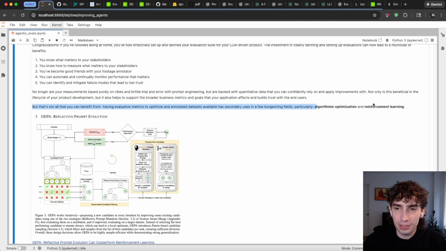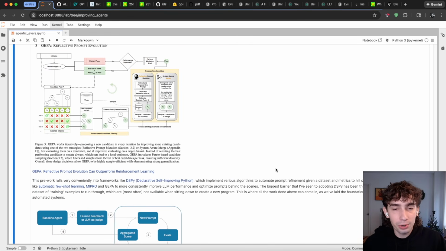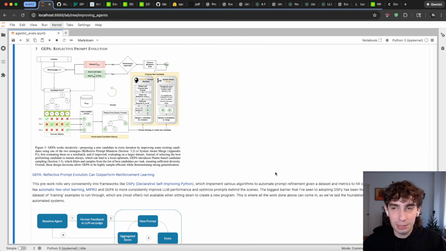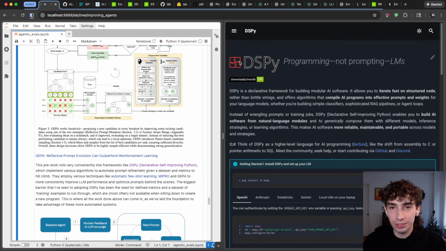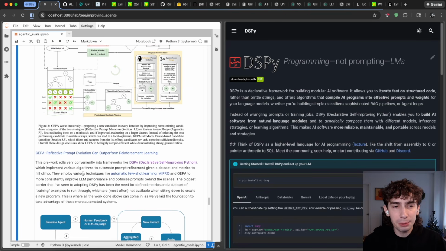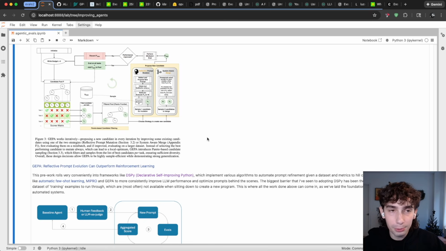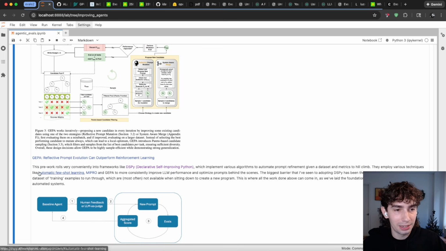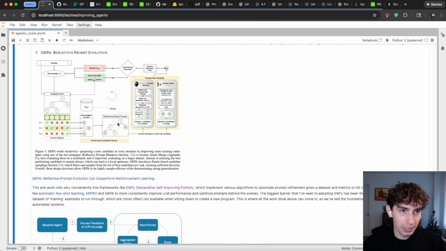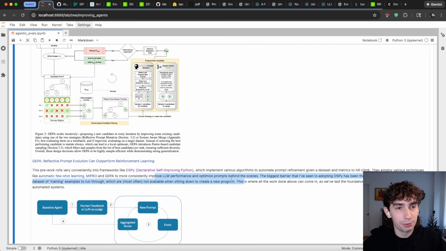The first of which is algorithmic optimization, which at its core is essentially not just trying to automate the measurement and evaluation of a system, but also extend that towards automating the improvement of the system itself. This is what frameworks like DSPy actually offer, where they implement various different algorithms to automate prompt refinement given a dataset and some sort of metric to hill climb and improve. They employ various optimization algorithms like automated few-shot learning, MIPRO, or genetic Pareto, or GEPA, which is visualized right here, to more consistently improve language model performance by optimizing the prompts behind the scenes.